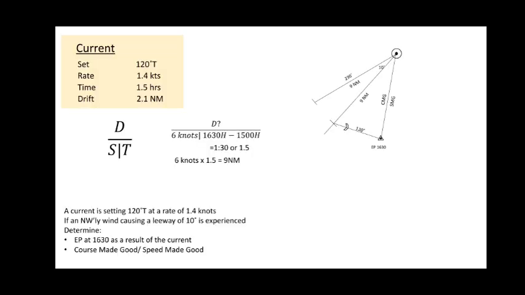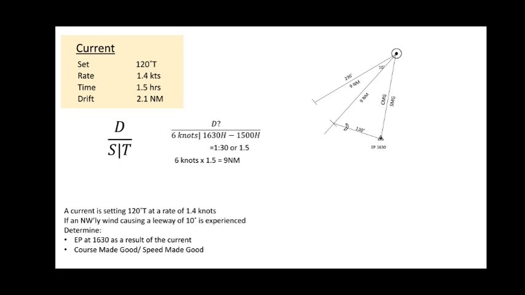For our current situation, we have set, rate, time, and drift. The value of the set is 120 degrees T. The value of the rate is 1.4 knots. And our time is 1.5 hours. And our drift is 2.1 nautical miles.